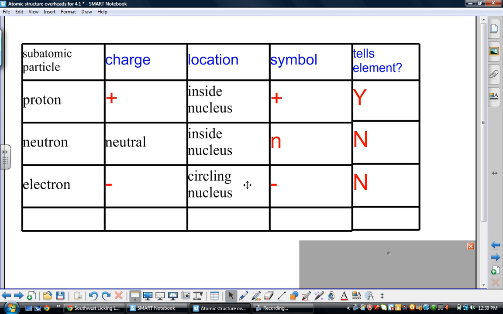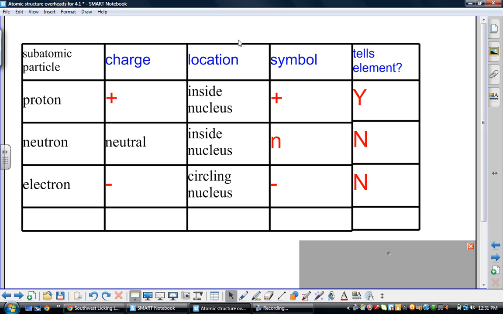And electrons, with the model that we're going to be focusing on, have them circling the nucleus. Here are the symbols that we use: plus sign for protons, an N for neutrons, a negative sign for electrons. The proton is kind of the magic subatomic particle that tells us what the element is. For instance, 8 protons, I know it's oxygen. 11 protons, I know it's sodium. 1 proton, I know it's hydrogen.